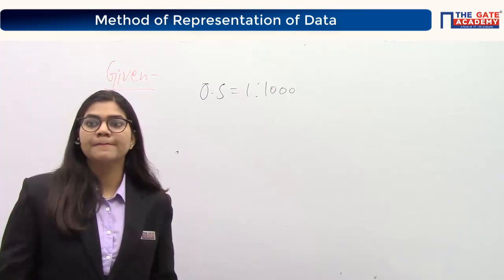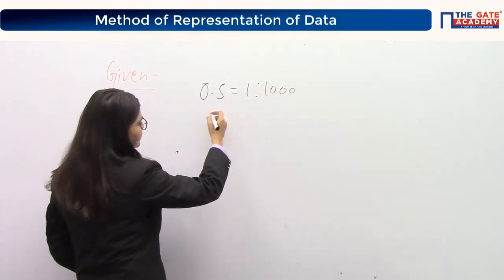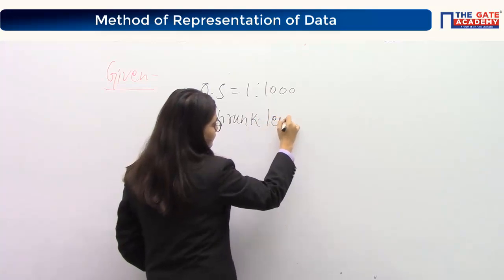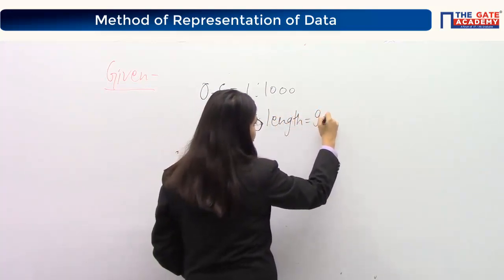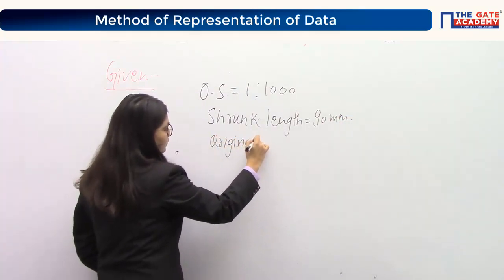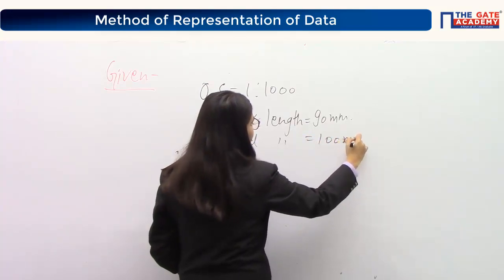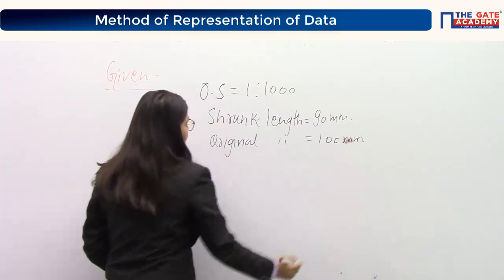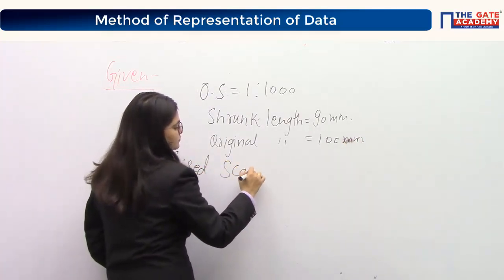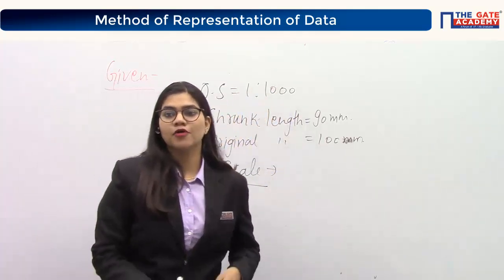Can you tell me the answer? If something is missing, I am writing on the board as well what is given to you. Shrunk length 90 mm, original 100 mm. They asked you the revised scale, and you have to give the answer in the same format.